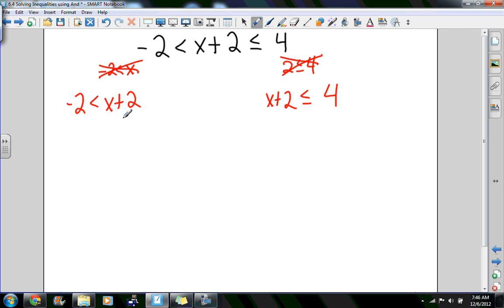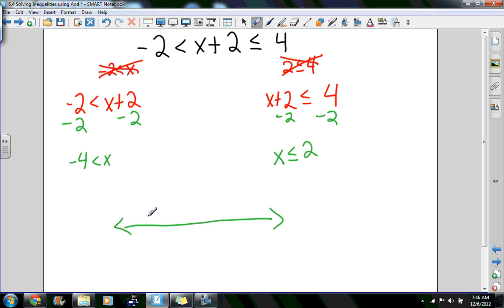Okay? From here, you just solve each of these separately. -2, -2. So we get -4 is less than x. And over here, we're going to subtract 2. And we get x is less than or equal to 2. Therefore, I'm going to graph. So here's -4, and it's an open circle, and I'm going to be shading that way. And over here, it's going to be a closed circle, and I'm going to be shading that way. So the answer will be in between these two points. It frequently will be, but not always.